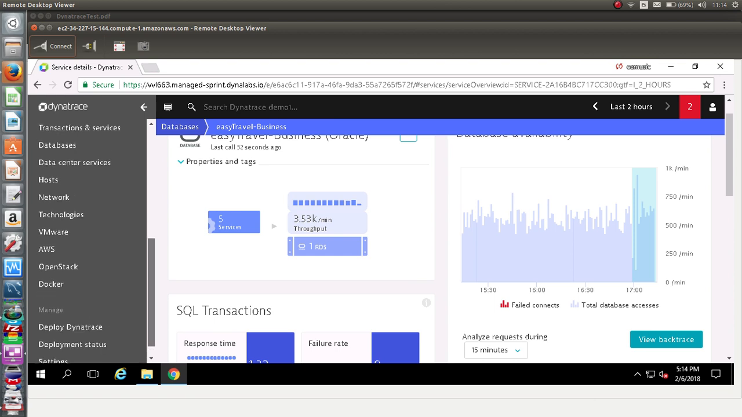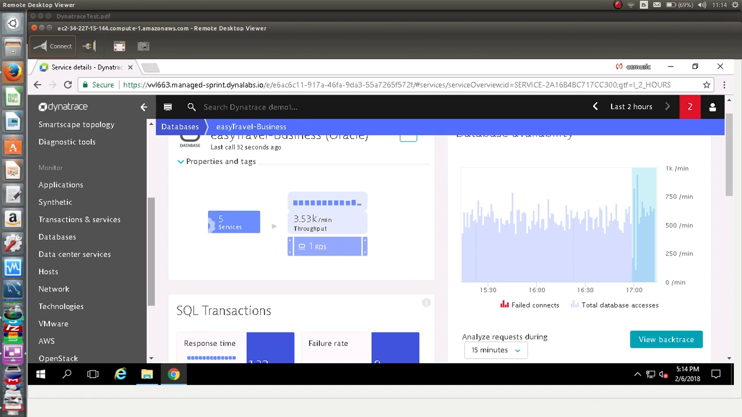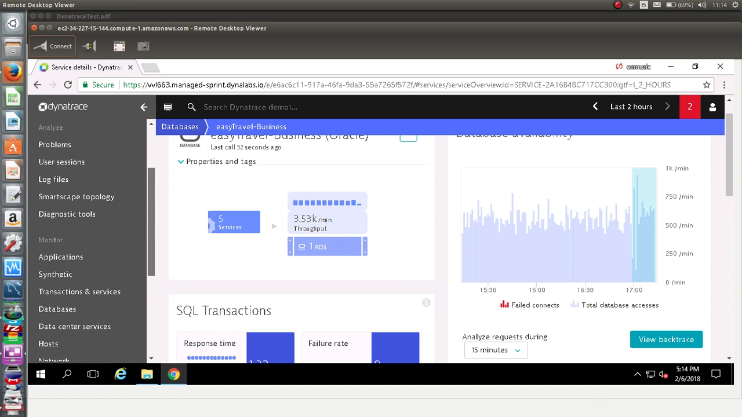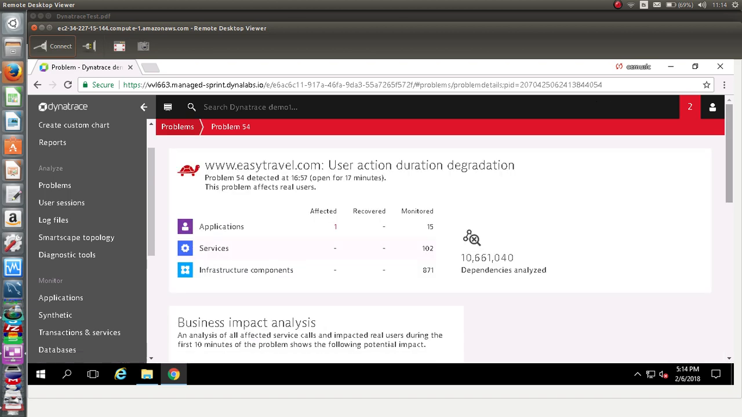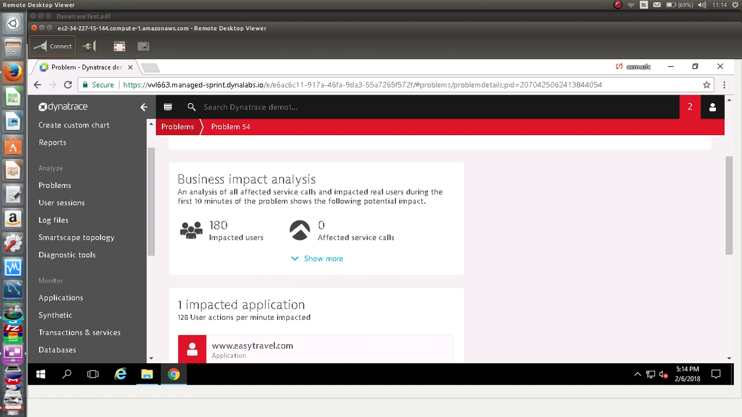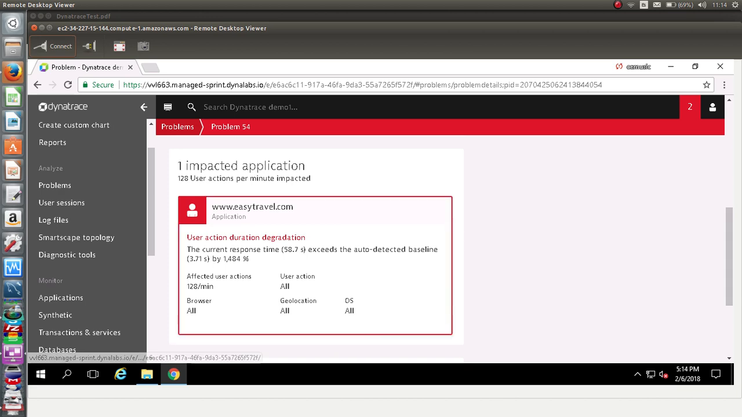Now what we can explore is how the problem is detected. We see that we have a problem on the Easy Travel application. So we click. Okay. We see what the business impact is. We have 180 impacted users. We have one impacted application. We click here.